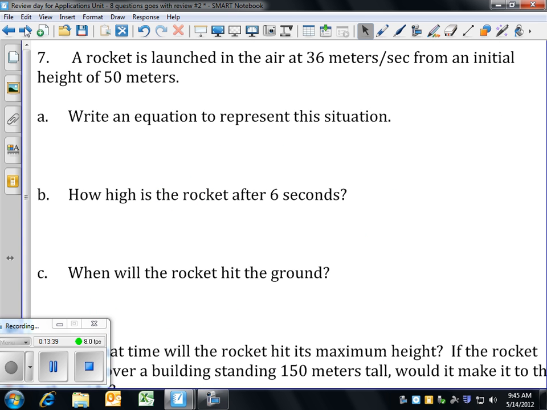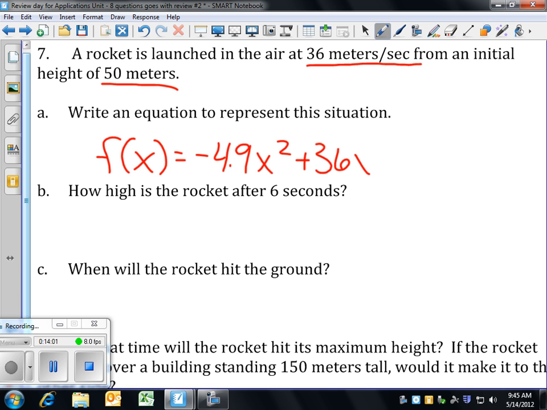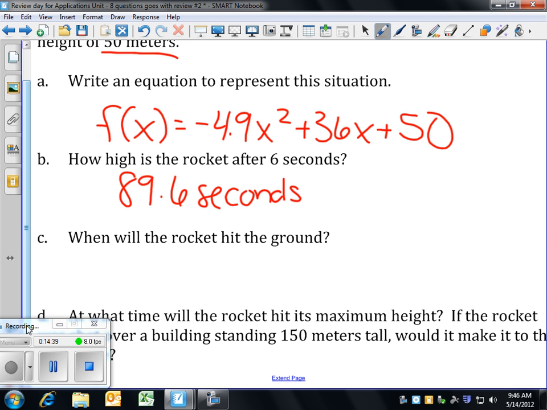Okay, projectile motion. You will get this equation tomorrow, so you don't have to worry about memorizing that. So to write an equation for this situation: 36 meters per second with an initial height of 50 meters. Negative 4.9 what? Type that in your calculator. Tell me what it would be after 6 seconds. And then when the rock hit the ground, I got 8.54 seconds.